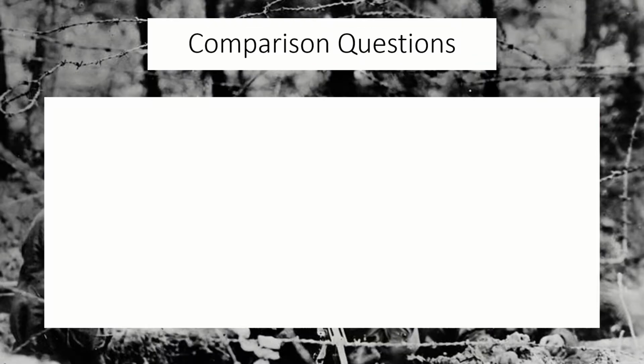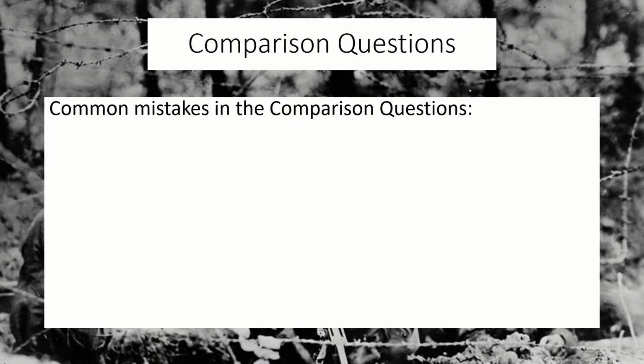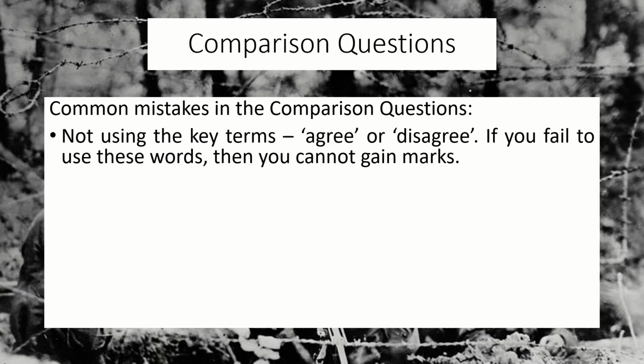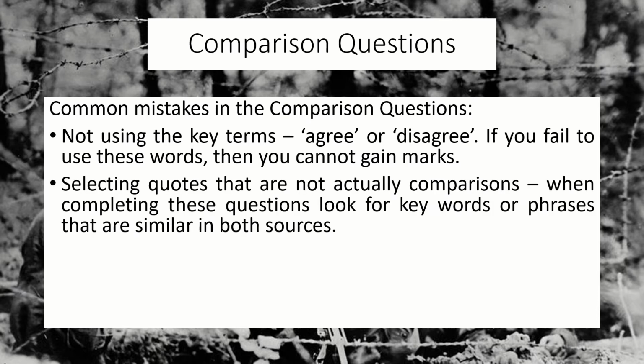On to comparison questions. Quite a few common mistakes in comparison questions. The main one being not using key words such as agree or disagree. If you don't have the word agree or disagree at least 4 times, then you're not going to get full marks. So you've got to use the word agree or disagree. Sources A and B agree, or sources A and B disagree, or source A states, source B agrees, or source A states, source B disagrees. You've got to use those words.